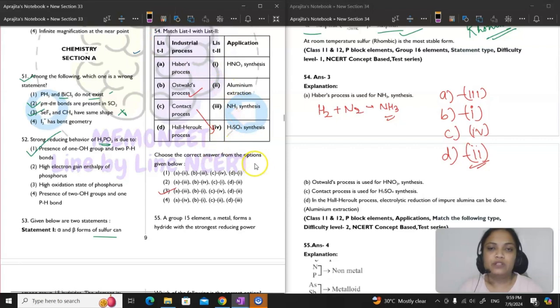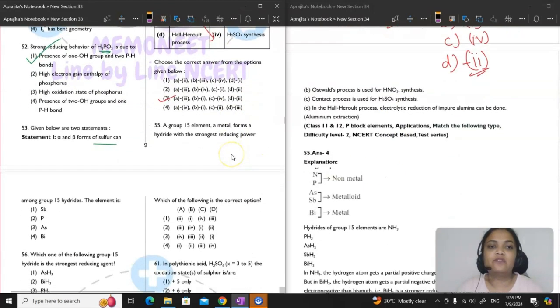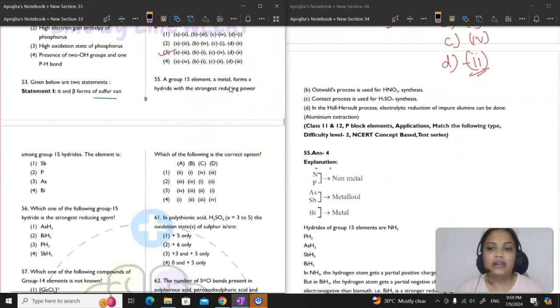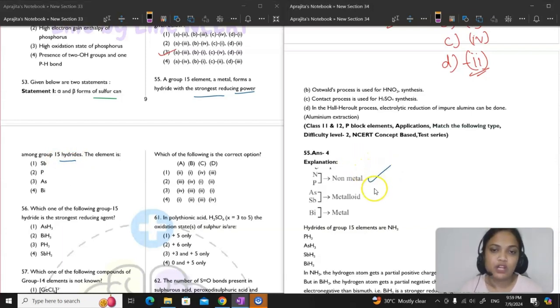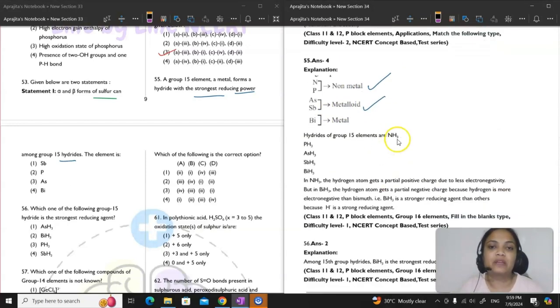Next up is question number 55. A group 15 element metal forms a hydride with the strongest reducing power among group 15 hydrides. If I talk about group 15 elements, we have nitrogen and phosphorus, which are non-metals. Arsenic and antimony are metalloids, and bismuth is a metal. So these are the hydrides that are formed. We have to tell which metal will form the hydride with the strongest reducing power.